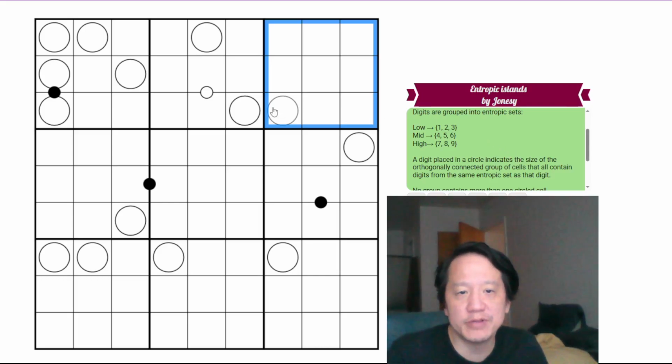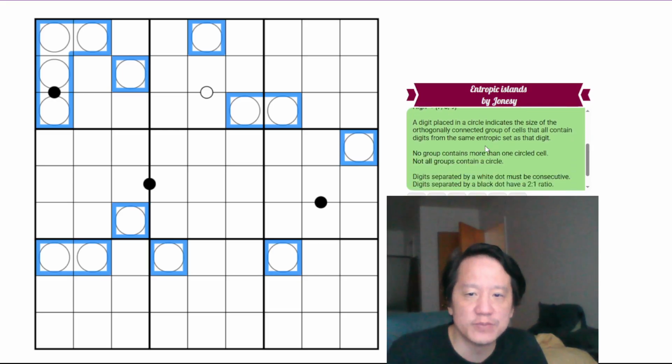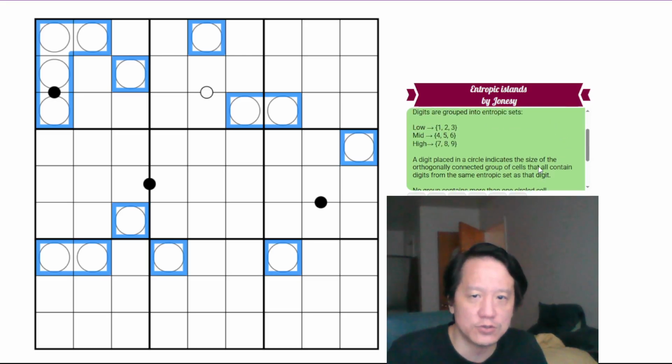A digit placed in a circle indicates the size of the orthogonally connected group of cells that all contain digits from the same entropic set as that digit. No group contains more than one circled cell, and not all groups contain a circle.